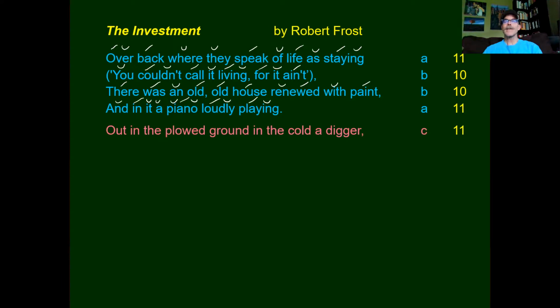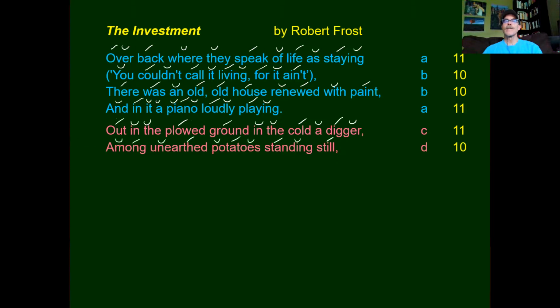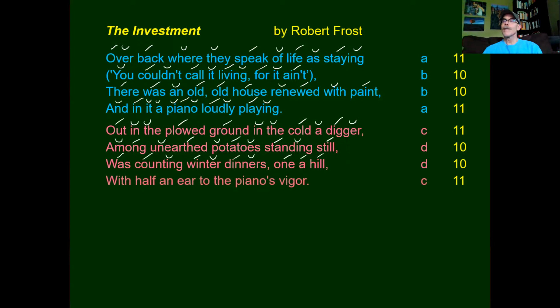The next stanza, got a C line, okay? Once again, 11 beats. 11, 10, 10, 11, 11. Among unearthed potatoes standing still. Feminine line, masculine line, right? And here we are alternating again, 11 and 10. Was counting winter dinners one a hill. Okay, once again, we've got that stressed syllable, that masculine line. And can you guess how this is going to go? Yeah, this is going to work out, right? It's going to be a feminine line. Isn't that great?